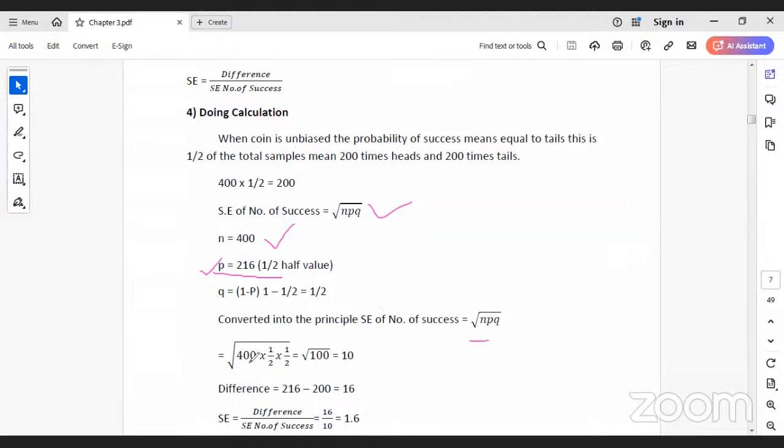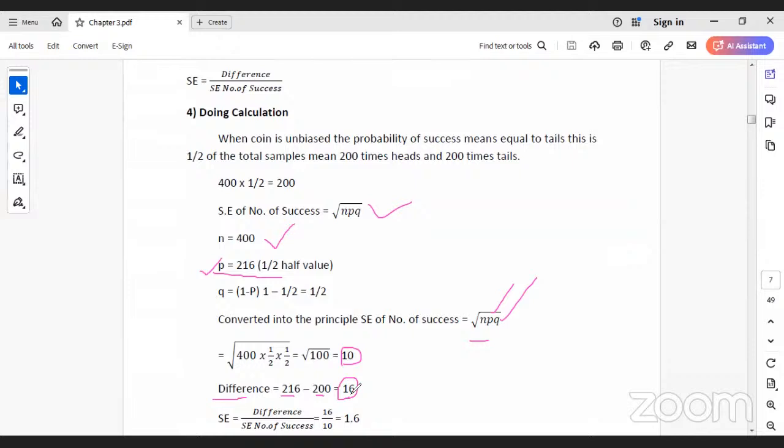Here, under root 400 into 1 by 2 into 1 by 2. Why have we taken 1 by 2? P is success and Q is failure, so for a coin, the values are 50% and 50%. Under root 100, finally we got 10. Now the difference is 216 minus 200. This 16 is the difference value.